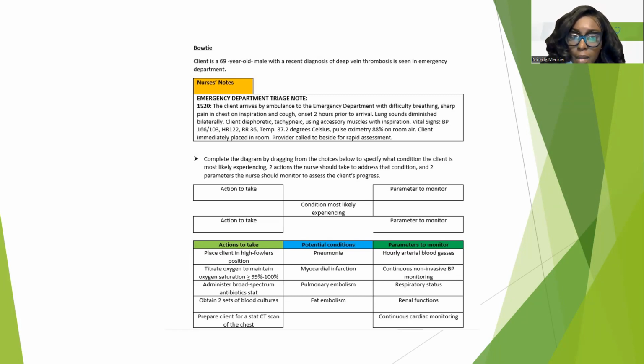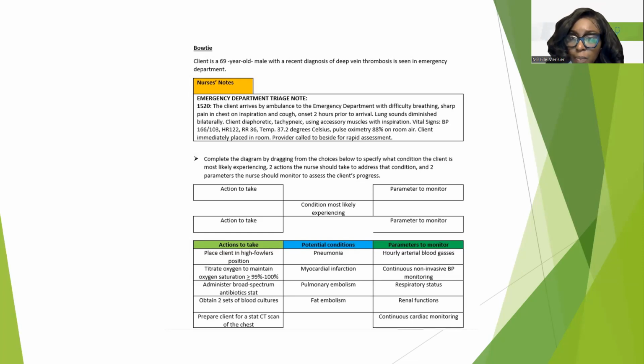Complete the diagram by dragging from the choices below to specify what condition the client is most likely experiencing, 2 actions that the nurse should take to address that condition that you pick, and 2 parameters the nurse should monitor to assess the client's progress. Remember, this is to make a bow tie. So whatever I pick in the blue, the potential condition, has to match the left, which is my actions to take, and the right, parameters to monitor.